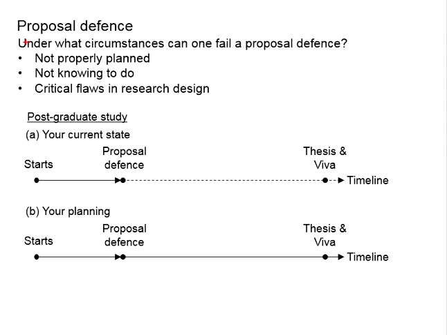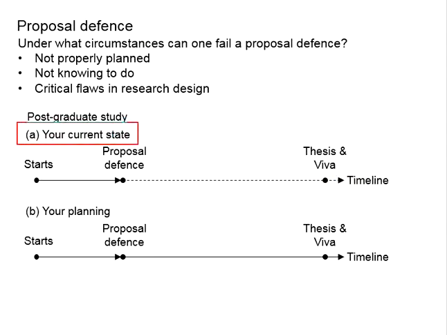Now let us talk about this from another perspective. Let us look at the diagram here. Let's say you are a postgraduate student, master by research or PhD. This is the typical timeline. You start your postgraduate study. Somewhere in the middle, you will have your proposal defense. At the end of your research study, there will be the thesis and viva presentations. If you pass the thesis and pass the viva, you will pass your postgraduate study.